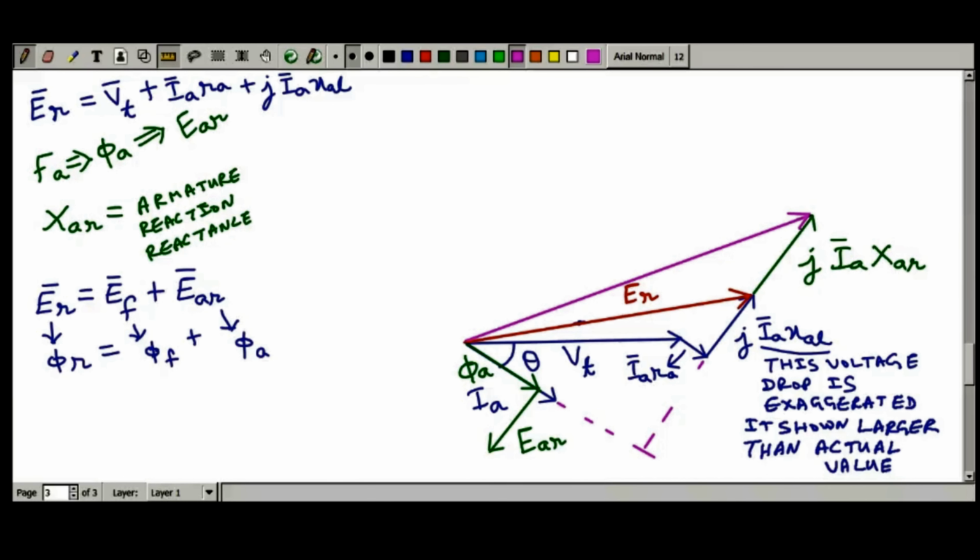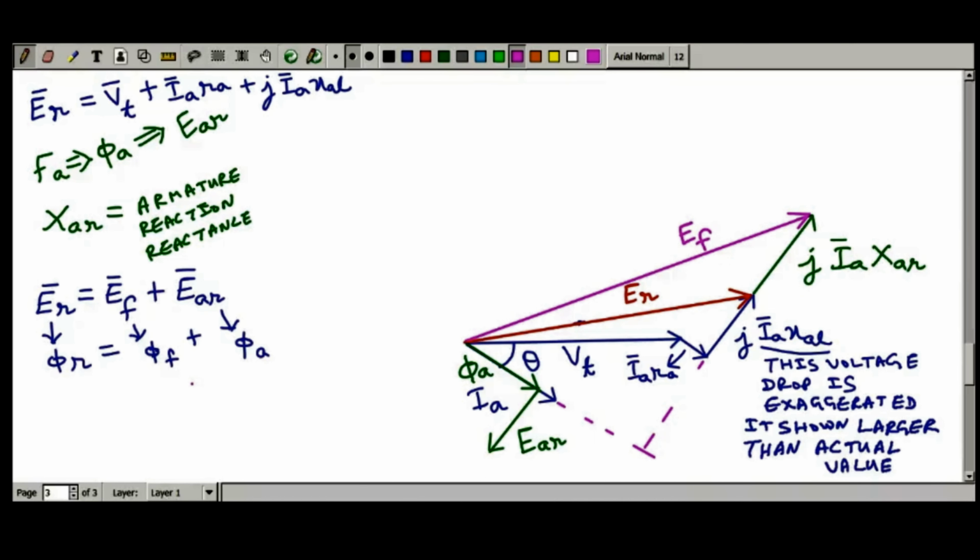This thing is your EF. Now, what is the relationship between flux and induced EMF? The relationship between flux and induced EMF is that of 90 degree.